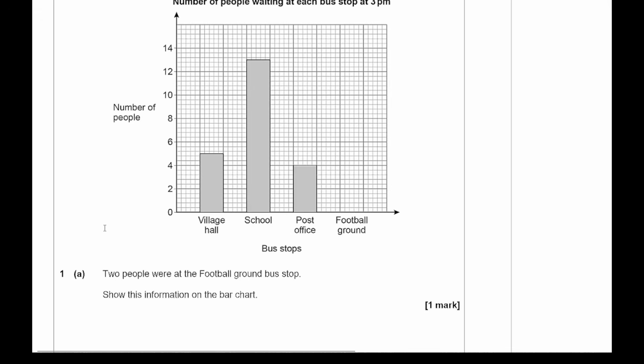For question 1A it says 2 people were at the football ground bus stop, show this information on the bar chart. So for this, what we need to do is, using a ruler, which I'm not going to do, draw a bar with a thickness of 5 little squares, and again making sure that you're using the ruler, going all the way up to 2 and making sure you've got equal space between the post office. Then should you wish to, you can shade it in. So you should have something that looks like that.